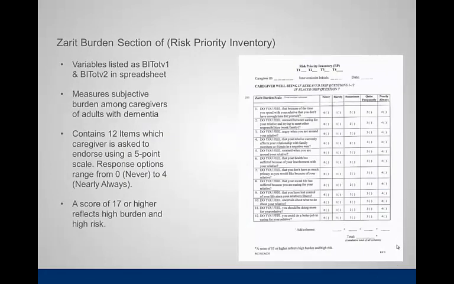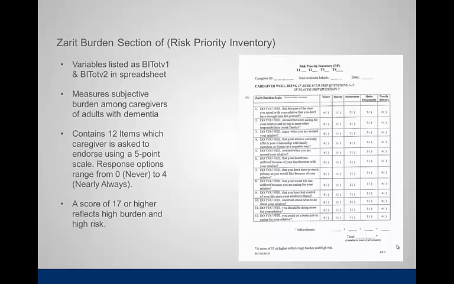The next scale that we want to look at is the Zarit Burden section of the risk priority inventory. The variables are listed as BI TOT V1 and BI TOT V2 as pre and post in the spreadsheets. The Zarit Burden measures subjective burden among caregivers of adults with dementia. It contains 12 items which caregivers are asked to endorse using a 5-point scale, and response options range from 0, which is never, to 4, which is nearly always.